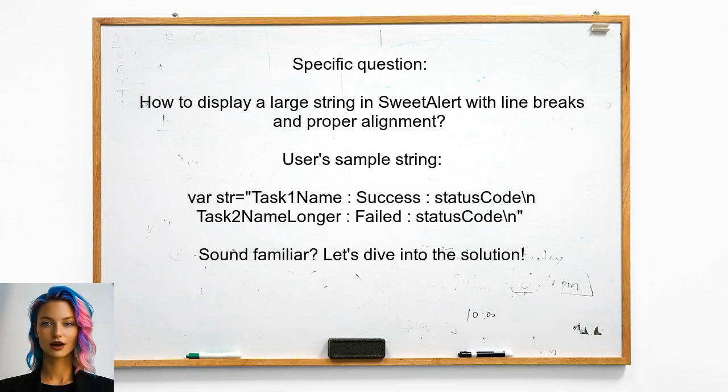Here's the specific question we're addressing. One user asked how to display a large string in SweetAlert with line breaks and proper alignment. They provided a sample string, but found that the text was centered and the spacing was off. Sound familiar? Let's dive into the solution.